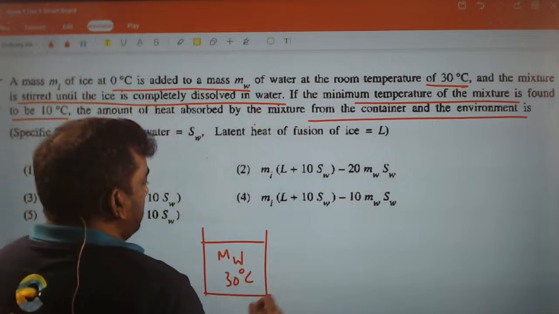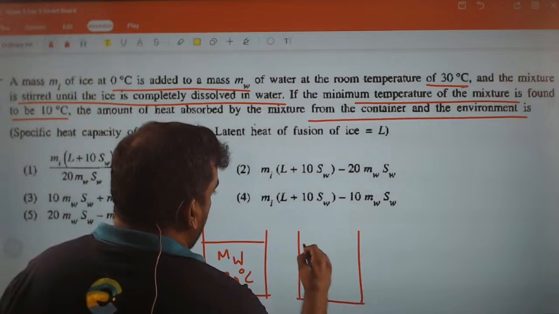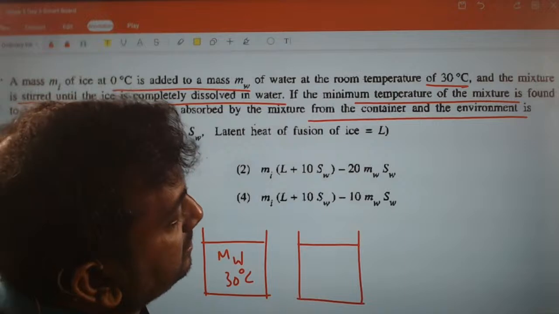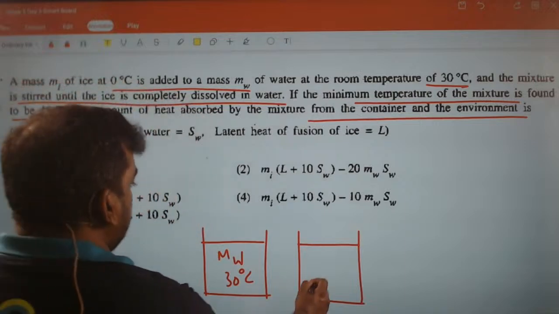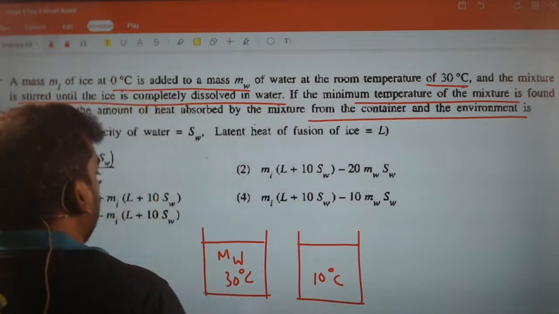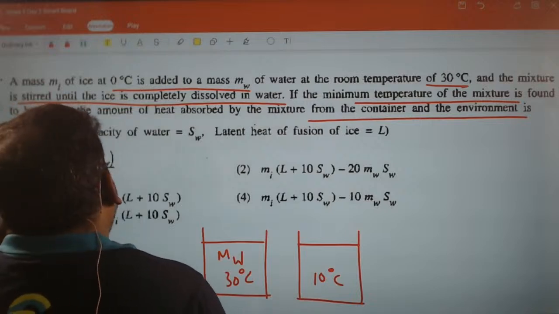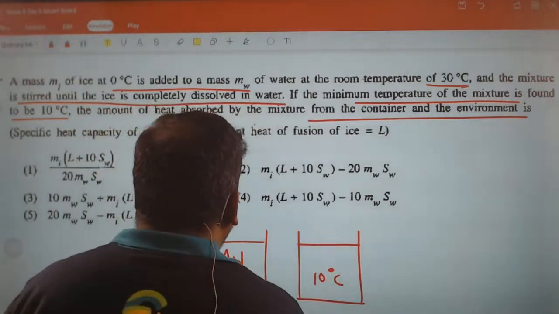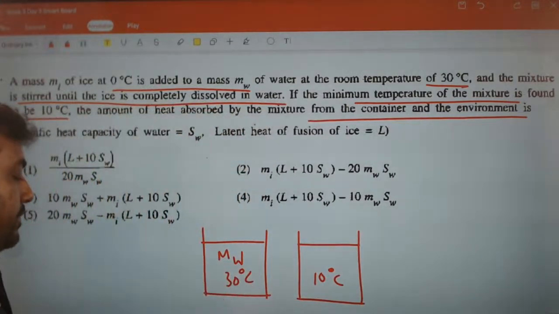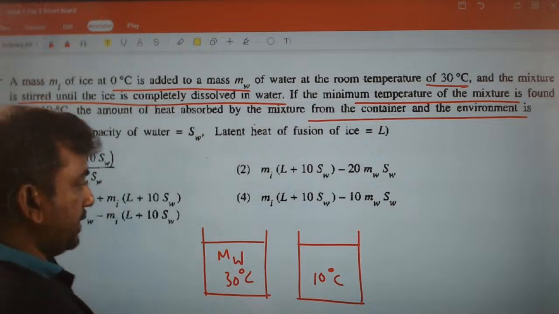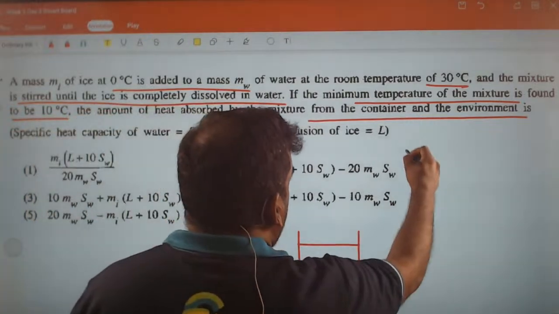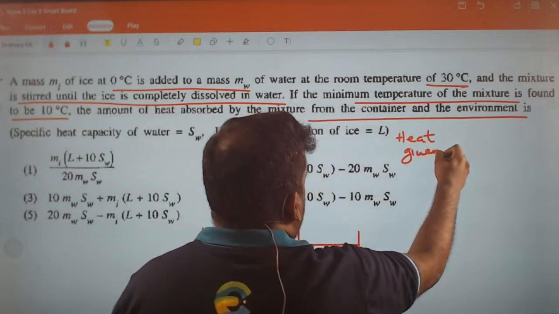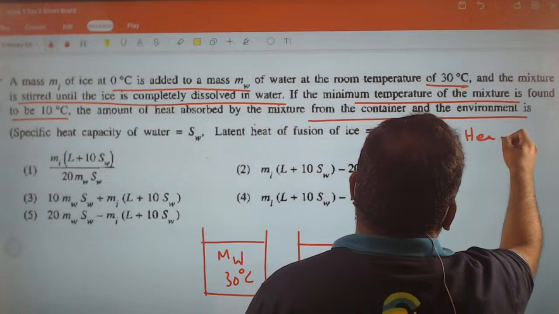Ice is completely dissolved in water means dissolution completely takes place. If the minimum temperature of the mixture is found to be 10 degrees, so minimum here is 10, the amount of heat absorbed by the mixture from the container and the environment is, right. Look at this carefully. Heat given equals heat absorbed.